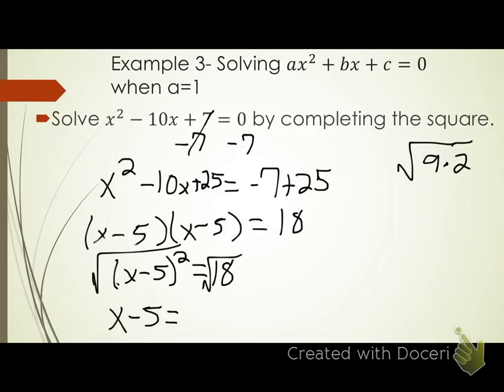Okay, what's the square root of 9? Can I take the square root of 2? No, so it stays under the radical. So what do I get on the right side of my equal sign? 3 square root of 2. Are you sure? Plus or minus. Plus or minus 3 square root of 2. We okay?